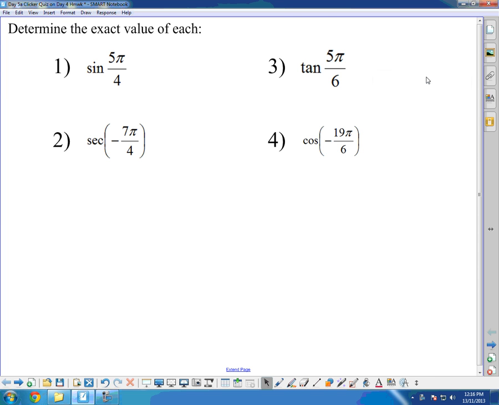Okay, so we're going to start with a warm-up. This is just similar to the ones before. Determine the exact value of each. So remember, we're looking for the exact ratio. So if the answer is like 1 over root 2, I want to see 1 over root 2. I don't want to see some decimal answer.